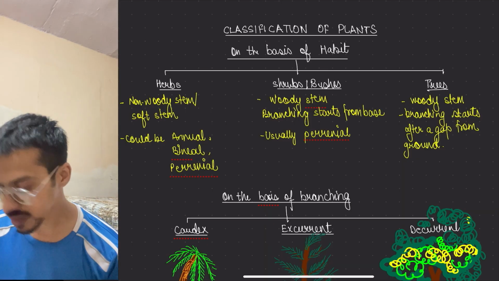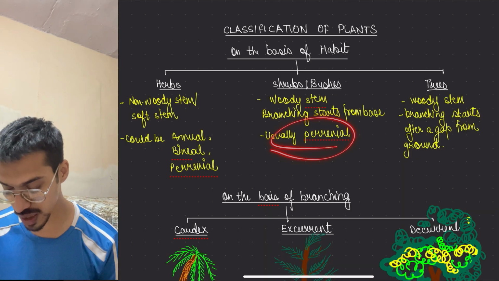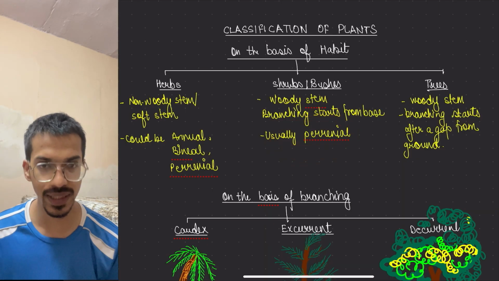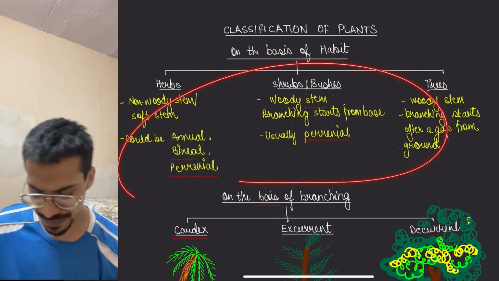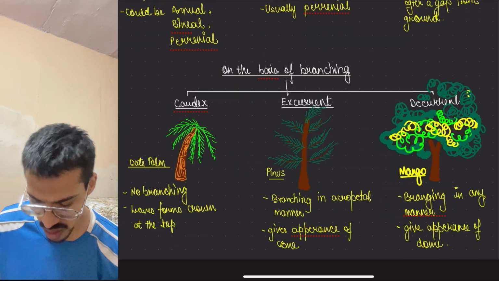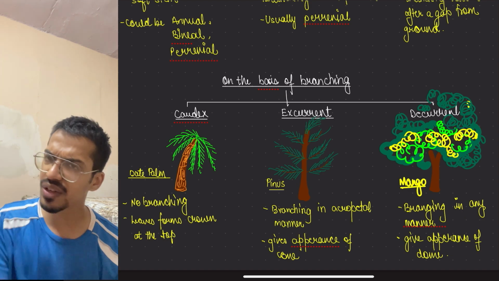Then shrubs and bushes are mostly perennial only. You know that China rose is available for so much time, right? And trees are of course the perennial ones. This is one way of dividing plants.